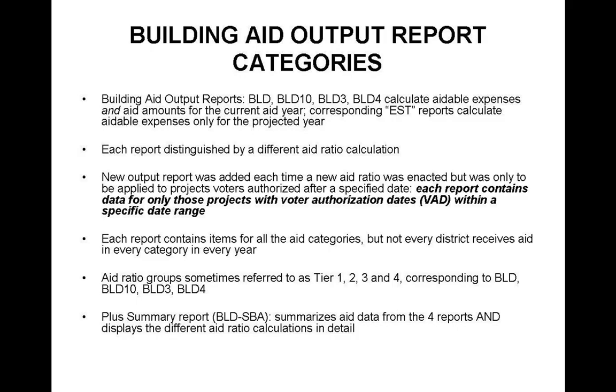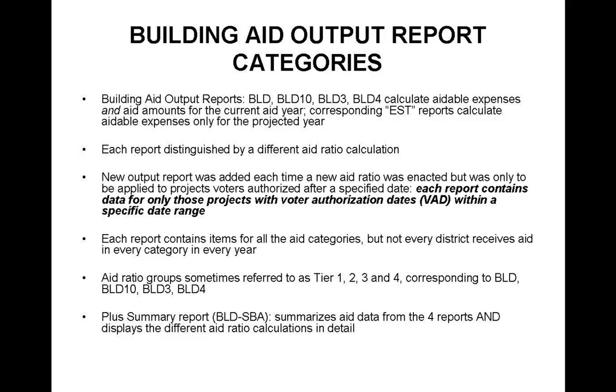We sometimes refer to these aid ratio groups as Tier 1, 2, 3, and 4, and those correspond to Build 10, Build 3, and Build 4. There's also a very important and very convenient report. Once we realized that they were going to continue adding these aid ratio categories at some point after the second or third one, we said we better put a new report out there that has some summary data so people can take a look at one place and at least get an overview of what's going on with their aid.